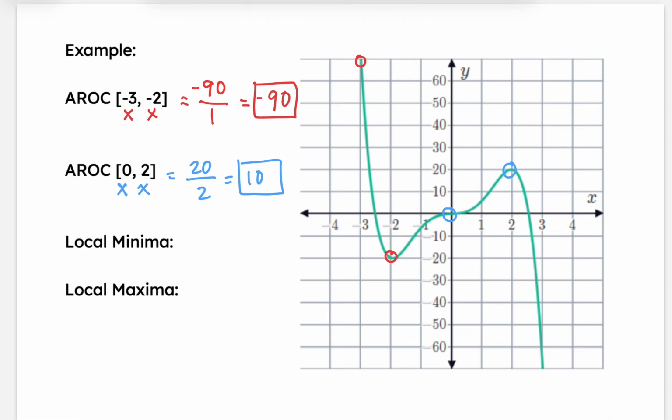Okay, local minima. So we can talk about global, meaning overall the highest point on the graph. Because this graph is going up and down forever, we don't have a global maximum or minimum, but we do have local maximums and minimums. So we have a local minimum right here at -2, -20. And then we have a local maximum right here at positive 220. So local minima and local maxima are just relative to the points around them. It's a low point or a high point.